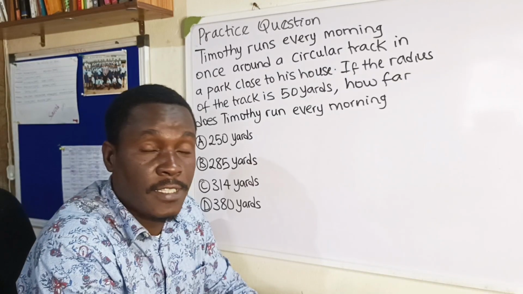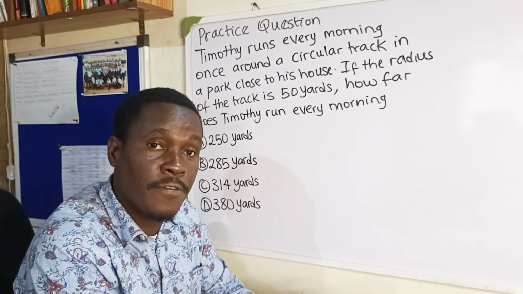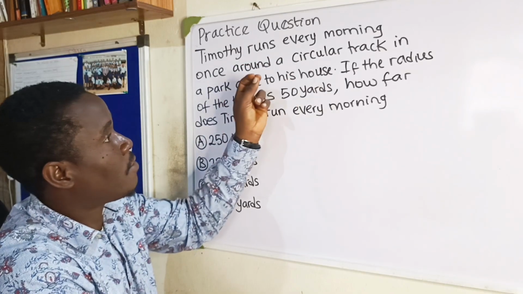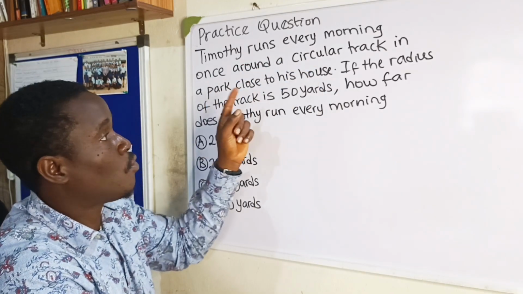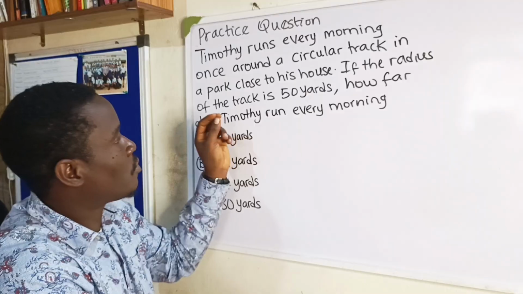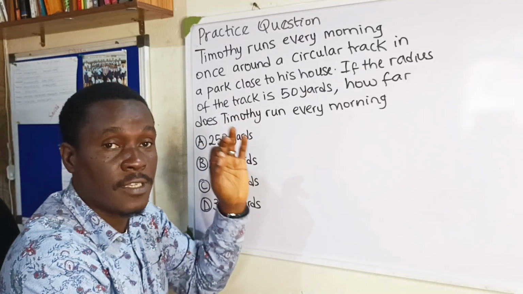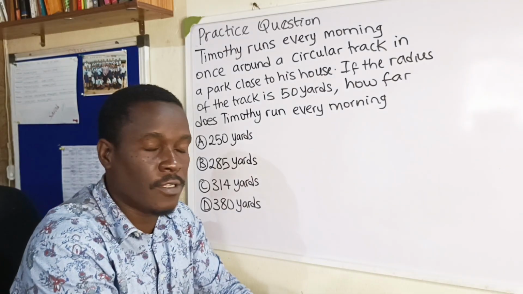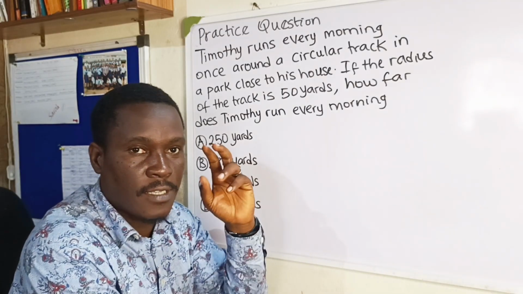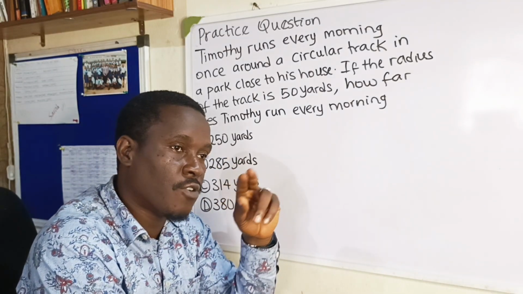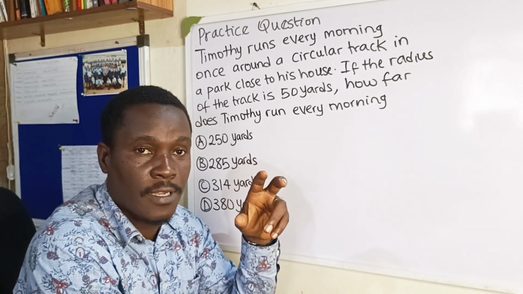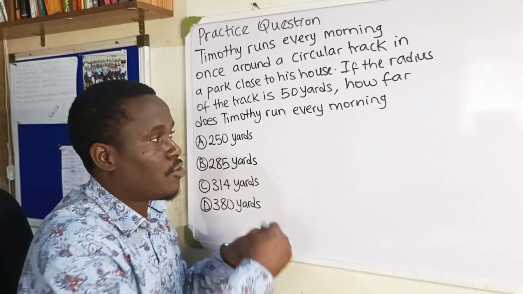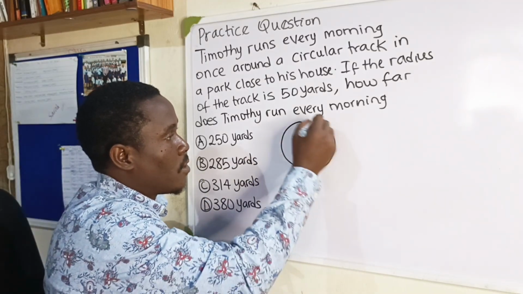Let's continue. This next question is about circumference of a circle. Let's look at it. We're told that Timothy runs every morning once around a circular track in a park close to his house. If the radius of the track is 50 yards, how far does Timothy run every morning? So this is very simple. Let's picture the story. So Timothy runs around a track, right, in a park that is close to his house. The track is a circular track, so let's draw it. The track is circular, right?